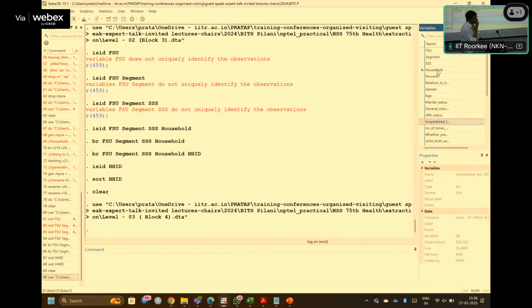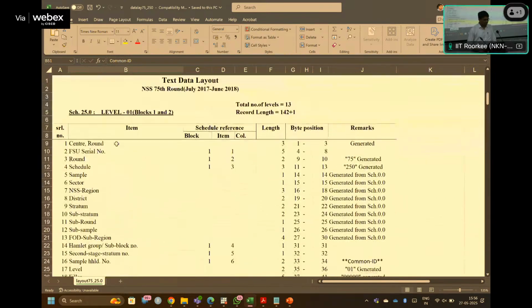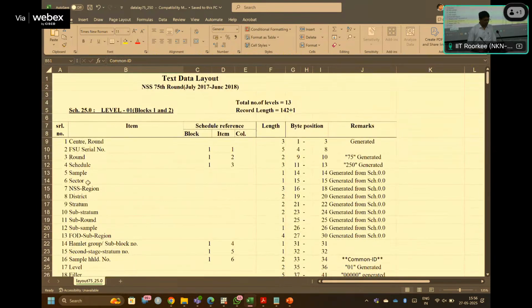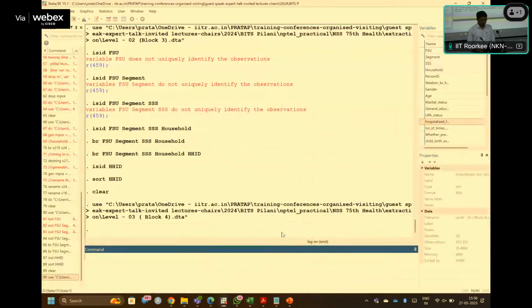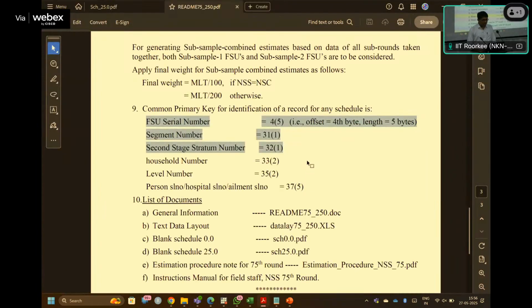I'm not finding that variable name is a segment. We have actually taken it from here. Okay. So from the common ID, we have actually taken all those variables. Just give me a moment. So we have to take these from here. You can also try. Let me share this data set.